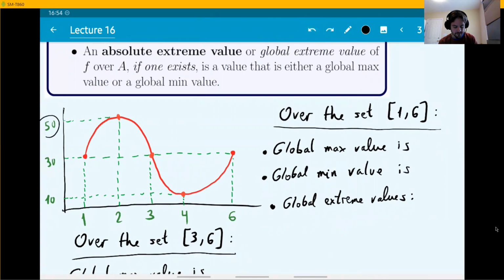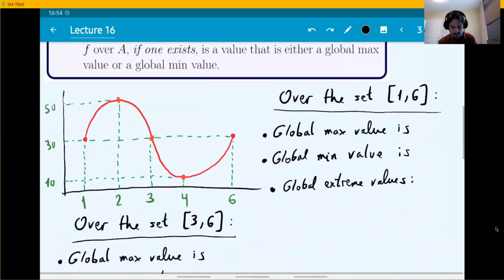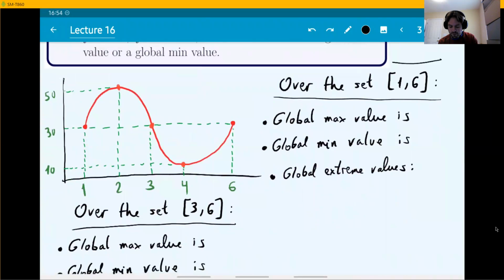So consider this graph. Over the set between 1 and 6, this is the set A that we were talking about in the definition. So over this set between 1 and 6, what is the global maximum value of the function? So we're looking at the entire piece of this graph. The maximum value that it attains over the set is right here, 50, because it is attained at the number 2, f of 2 is 50. So that value is 50. And similarly, the smallest possible value that you can find is 10. That's the global minimum value.